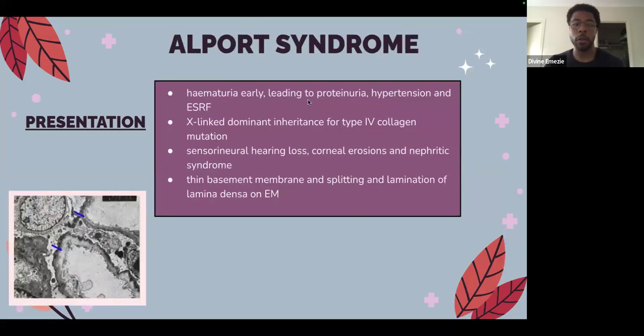Alport syndrome, relevant because it's a pathology topic. I think thinking about sensorineural hearing loss in the context of nephritic syndrome points you in this direction, and thin basement membrane as well. That's all I've got to say on that.